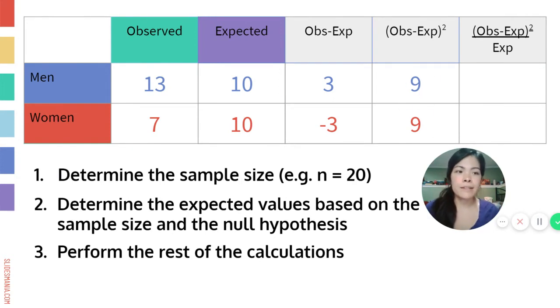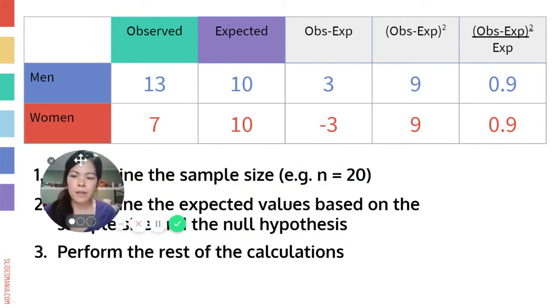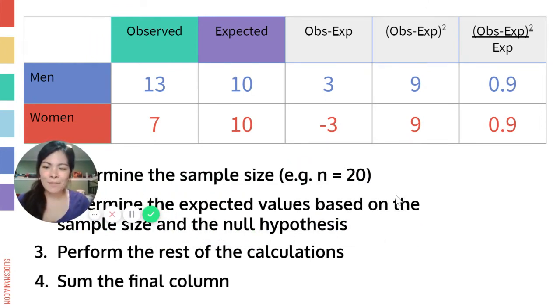And then finally, the last step is to take this number and divide it by our expected value. So we go back over to this expected column, and we're going to take 9 divided by 10. That's going to be true for both the men row and the women row. So 9 divided by 10 gives us 0.9 for both of these columns. Okay, last step. Sum the final column.